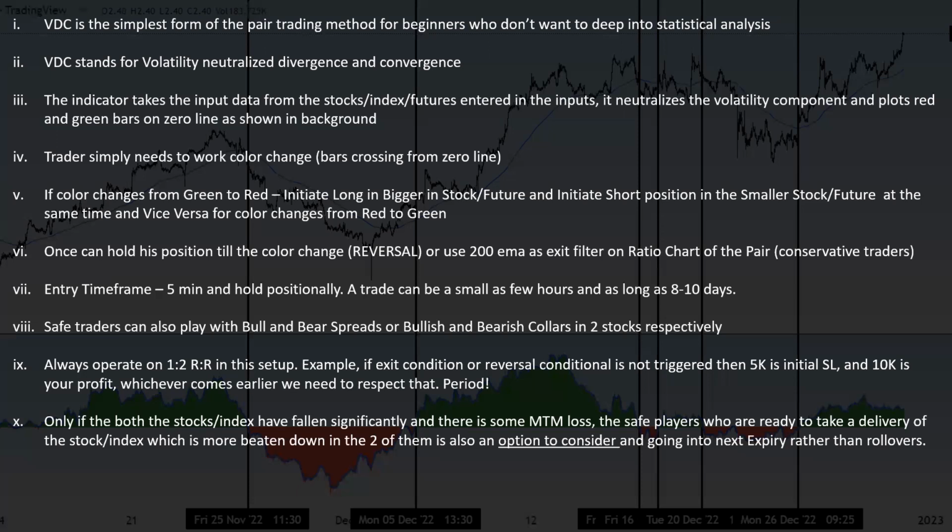Only if both the stocks or indices have fallen significantly, there might be some MTM loss. The safe players who are ready to take delivery, take the stock or index which is more beaten down. For example, both Bank Nifty and Nifty have fallen, and there is a small loss, for example 2-3,000. But you think okay, it has fallen significantly. Probably I can put a CSP now, or I can take delivery, or I can do another option trade. Because it hasn't given that much loss, but it has given you an opportunity, because the market has fallen so much, to enter another option trade.